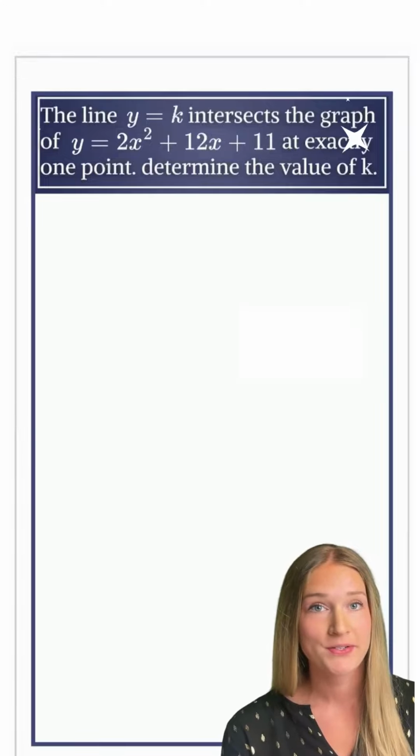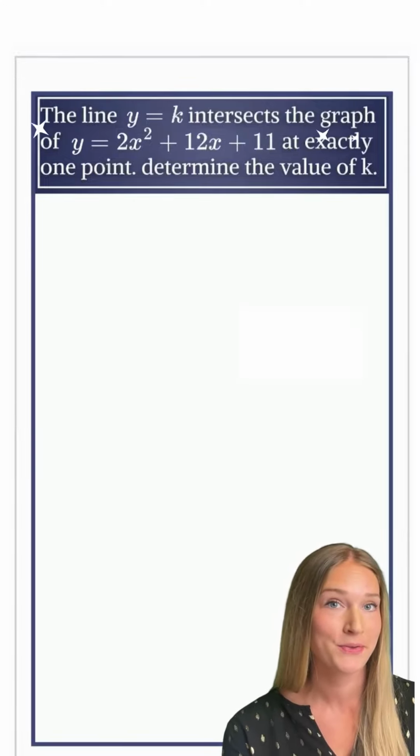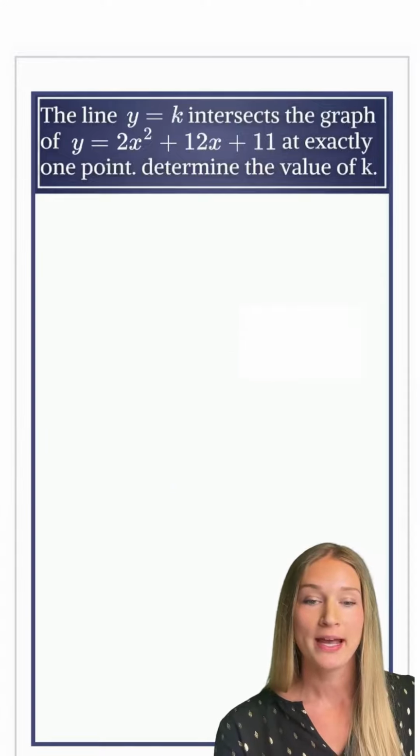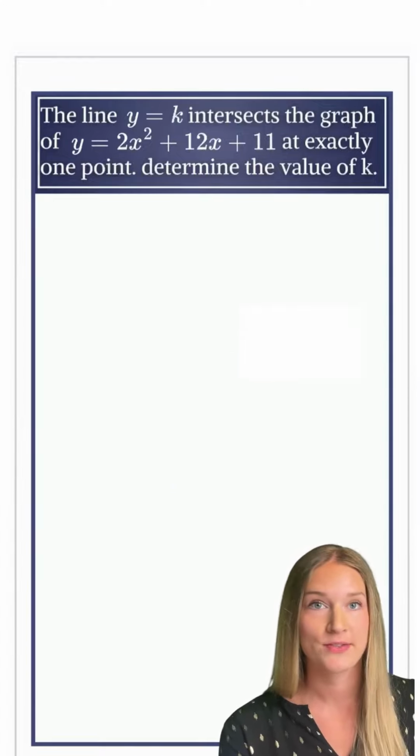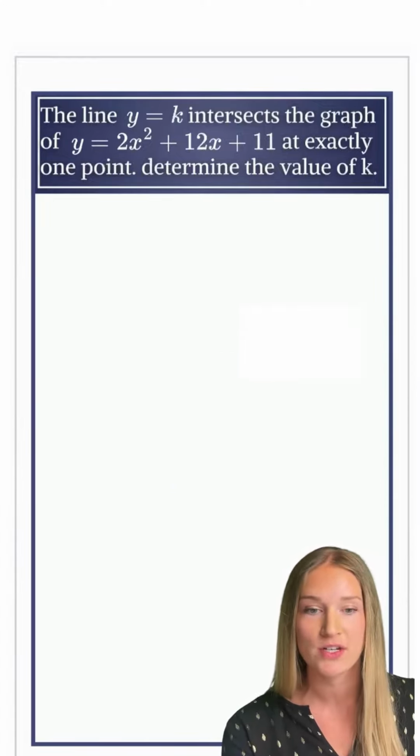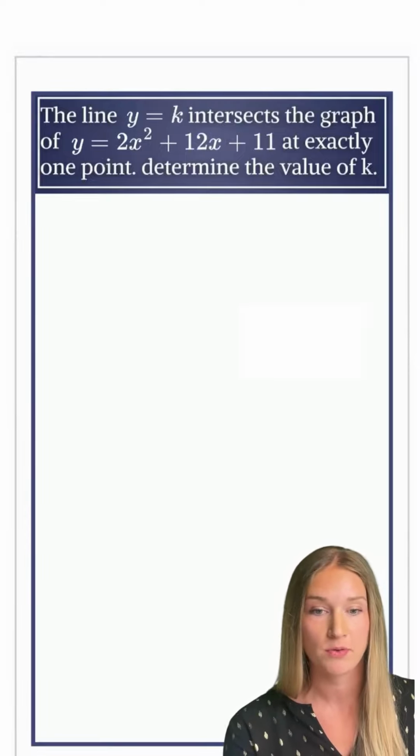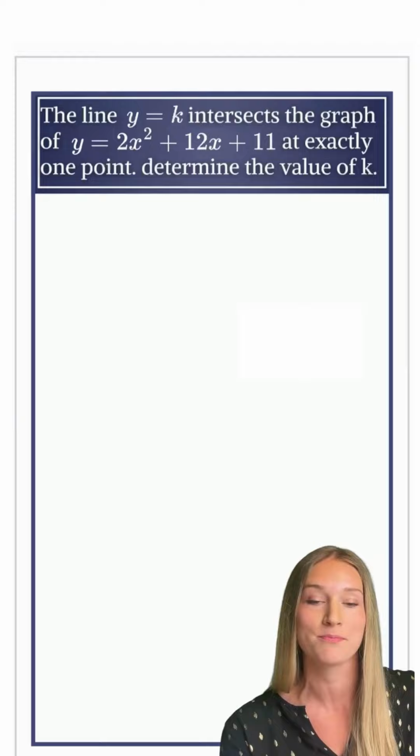If you want to try this one on your own, go ahead and pause the video, but I'm going to go through it in 3, 2, 1. We have the graph of the line y equals k. So this is a horizontal line, a constant function, intersecting the graph of a quadratic function, which would give us a parabola at exactly 1 point.